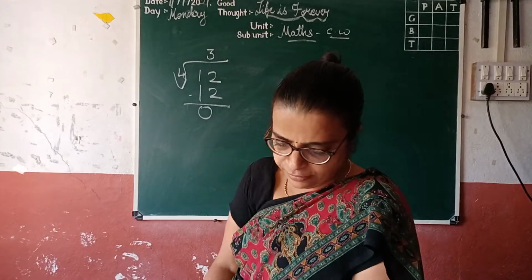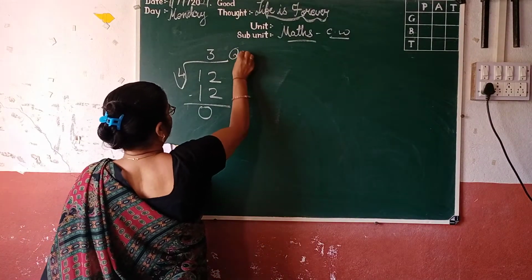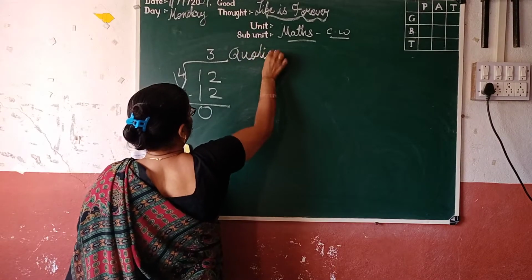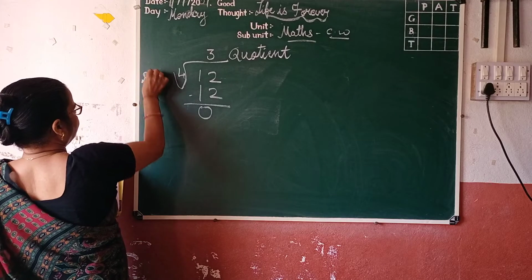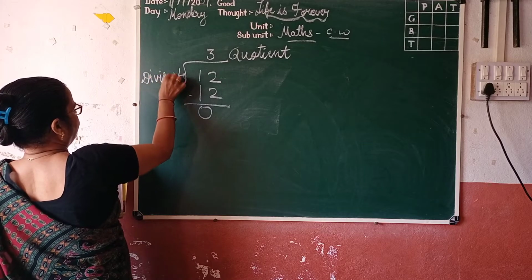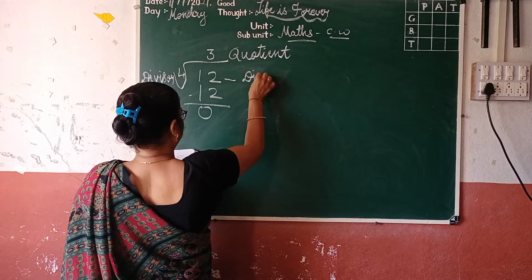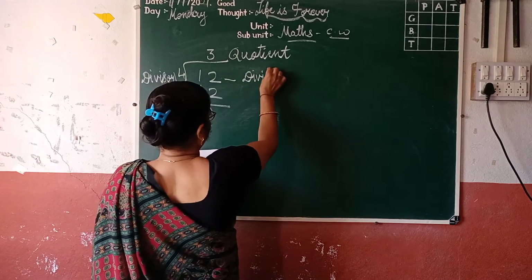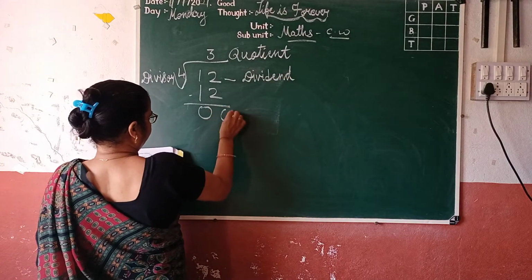So look here. This is your quotient. This is a divisor. This is a dividend. And this is a remainder.